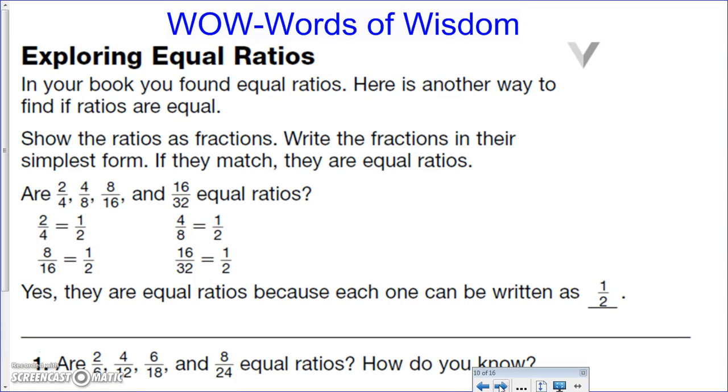Exploring equal ratios. To find equal ratios, you show the ratios as fractions. Write the fractions in their simplest form. If they match, they are equal ratios. So, their example question here is, are 2/4, 4/8, 8/16, and 16/32 equal ratios? Well, they took each fraction and simplified it down to its simplest form, which gets us 1/2 for all four ratios. So they are equal because all of them can be simplified down to 1/2.